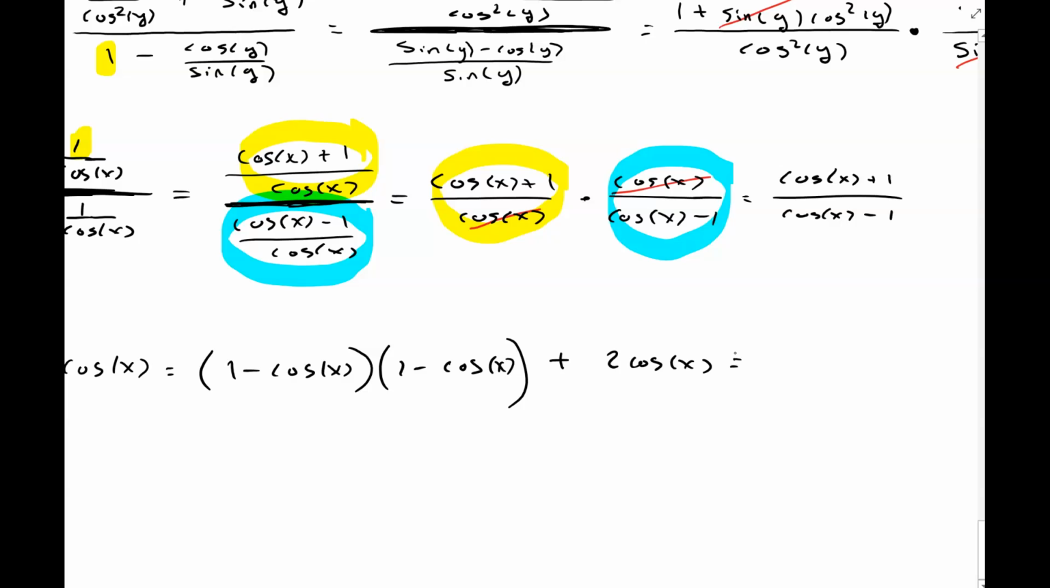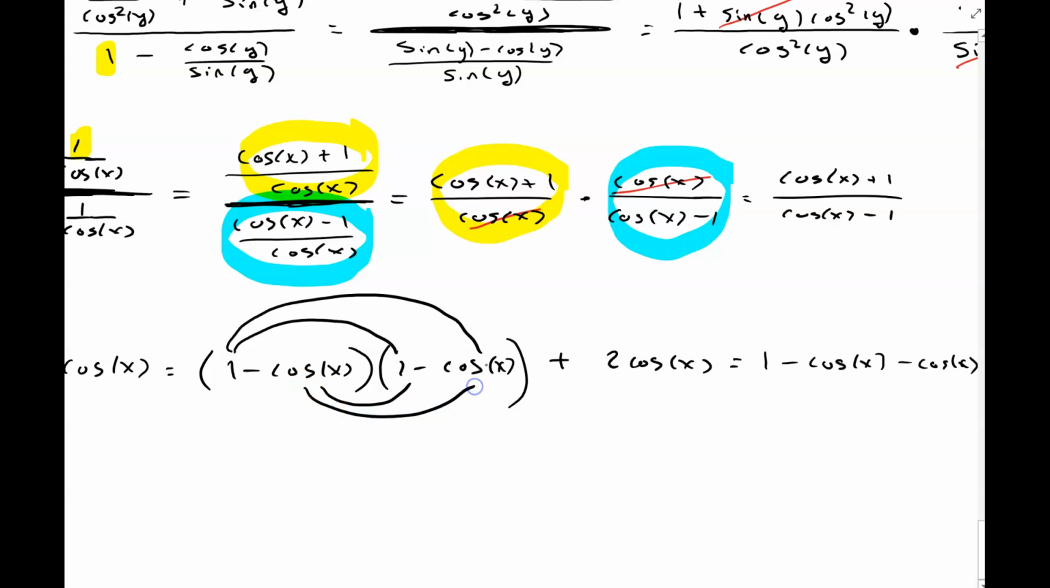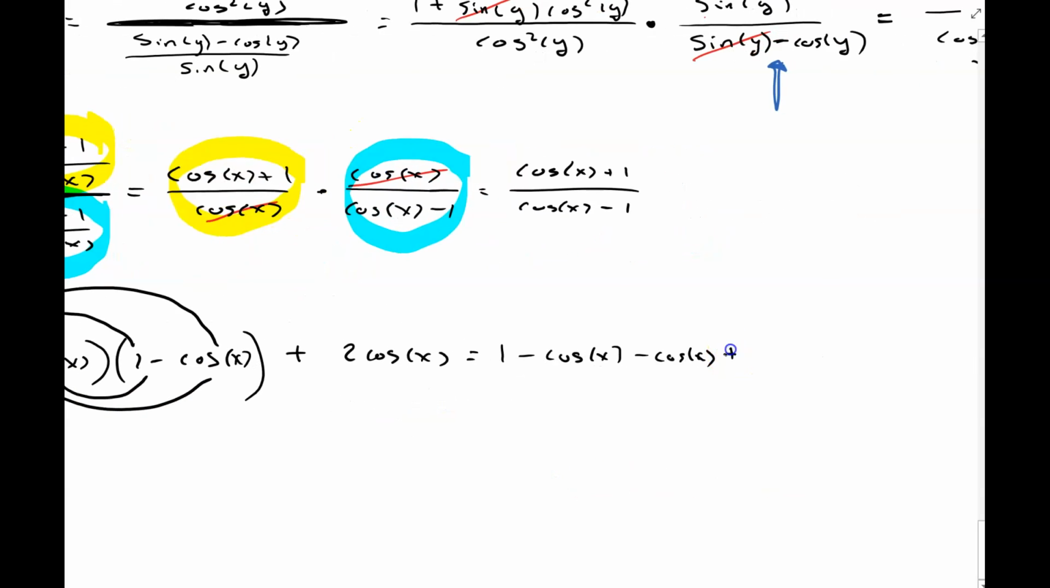What do you usually do when you have 2 parentheses written next to each other? Yeah, let's FOIL that out. So the first, I get 1 times 1. The outer, 1 times negative cosine. The inner, negative cosine times 1. And the last, negative cosine times negative cosine, positive cosine squared. And then I still have that plus 2 cosine at the end.